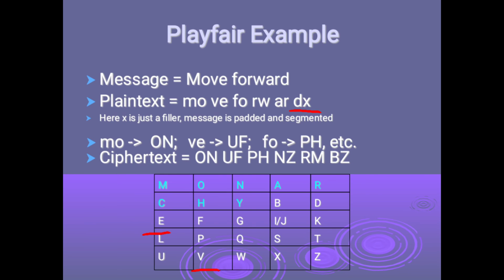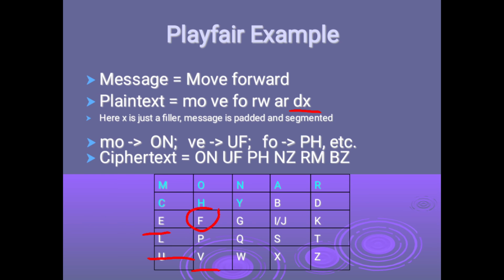What do we get? V is replaced with U, because in the same row we get U, and for the same column, for E, we have the letter F. And FO is replaced with PH. Why? Because F and O are in the same column, so we are replacing them with PH.